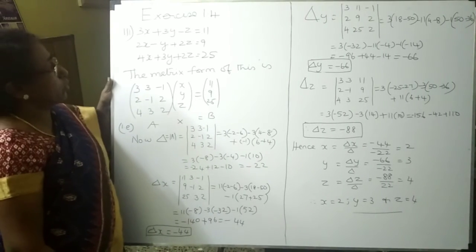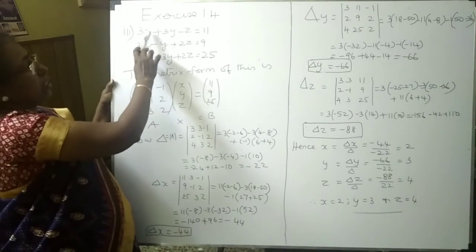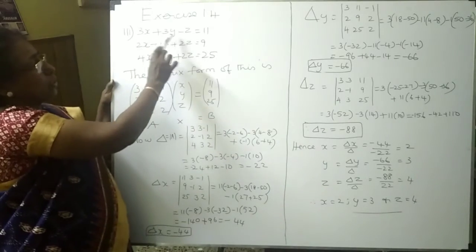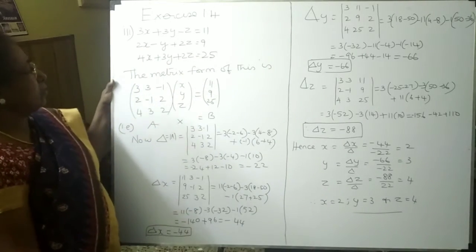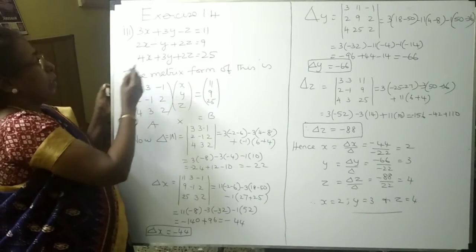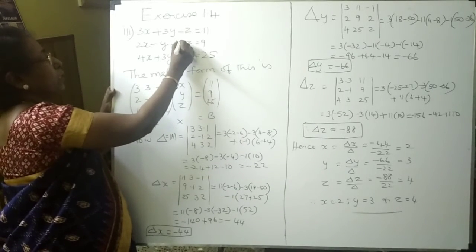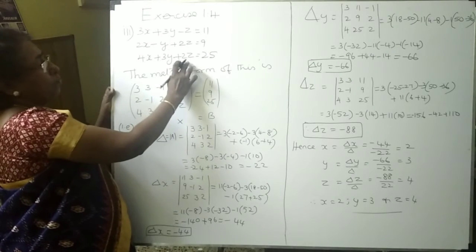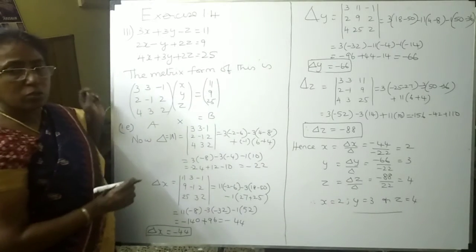Now in the third equation, there are three variables x, y and z. 3x plus 3y minus z is equal to 11. 2x minus y plus 2z is equal to 9. And 4x plus 3y plus 2z is equal to 25.